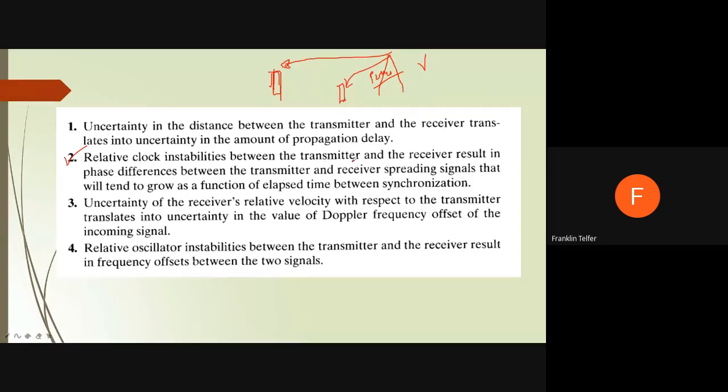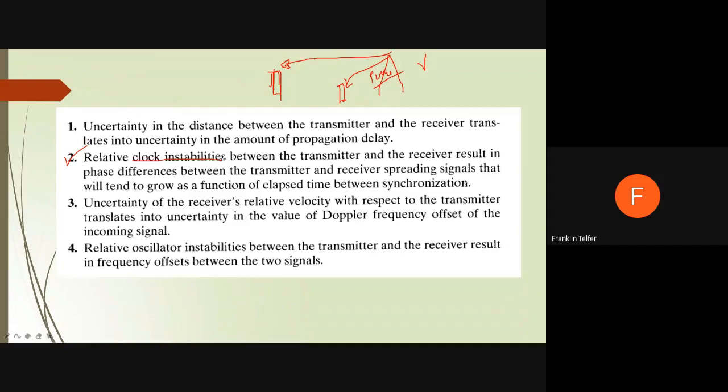The second one is that relative clock instabilities between the transmitter and receiver result in phase difference. So clock instabilities, that's what I said. There is a stability criterion for the synchronization of the clock between the transmitter and receiver. So it directly affects the phase of the signal between the transmitter and receiver during despreading. If the phase has been altered, ultimately the whole bit sequence can be halted.